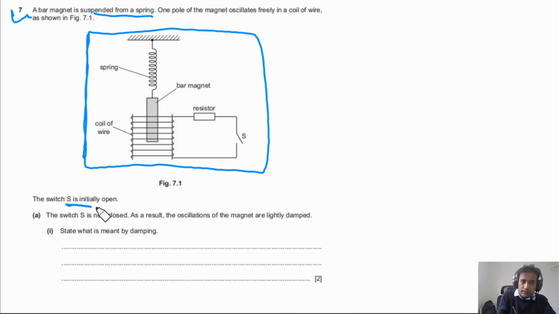The switch S is initially open. The switch S is now closed. As a result, the oscillations of the magnet are lightly damped. For part a(i), state what is meant by damping.